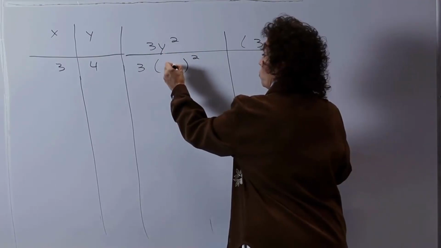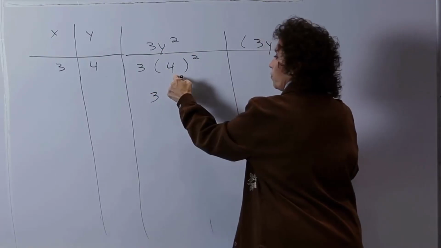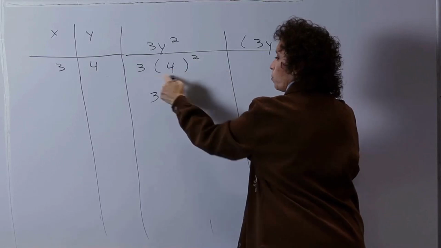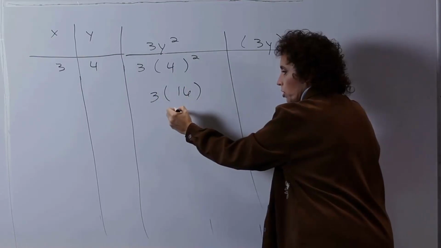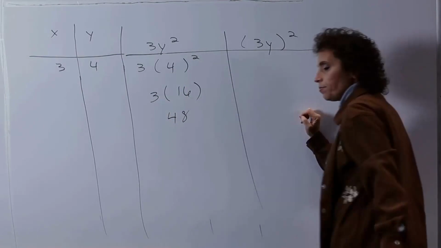Okay, so y is 4. So we do 4 squared, because remember, exponents before multiplication. 4 squared is 16, and then we do 3 times 16, which is 48.